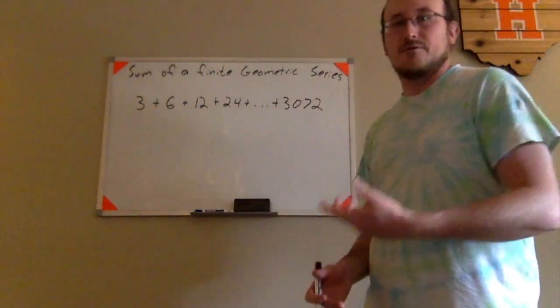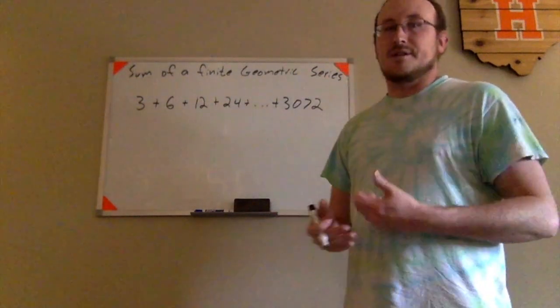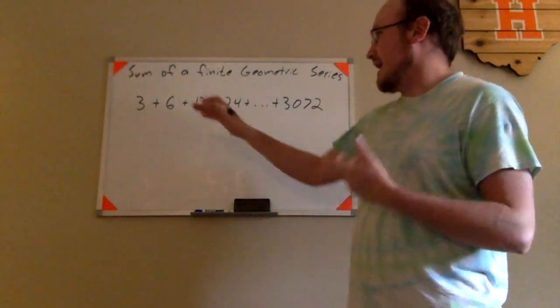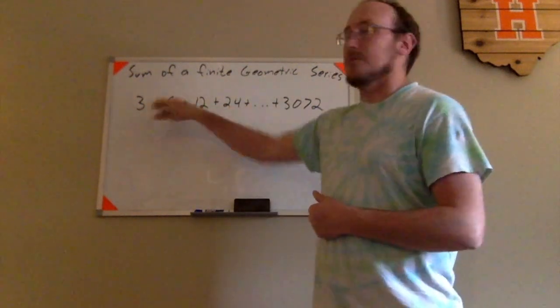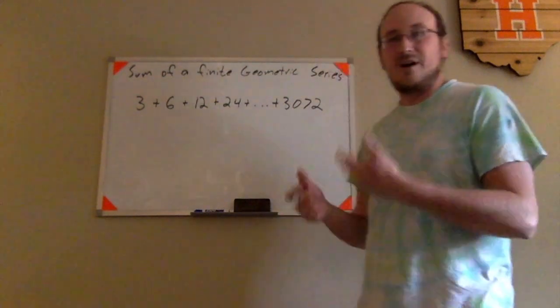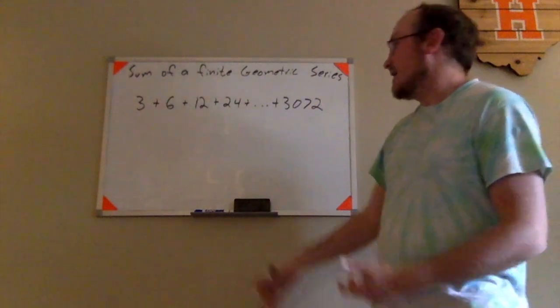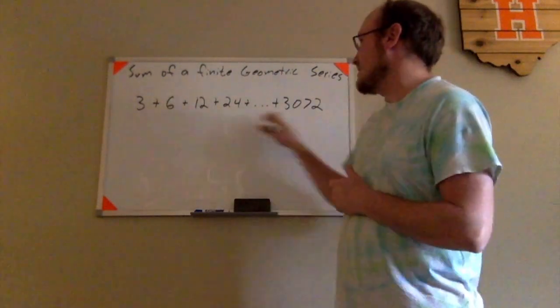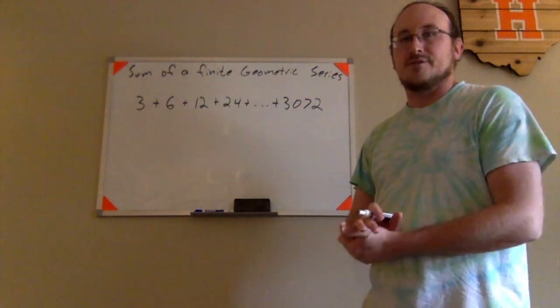You need to know the first term, which I do. The first term of this series is 3. You also need to know the common ratio. I can see the common ratio here going from one term to the next. I'm just doubling, so the common ratio, the value of r, would be 2. The final thing that you would need to be able to use that formula is you need to know how many terms there are. Since I have some terms that aren't written out here, it's not obvious to look at this to see exactly how many terms there are in the series.